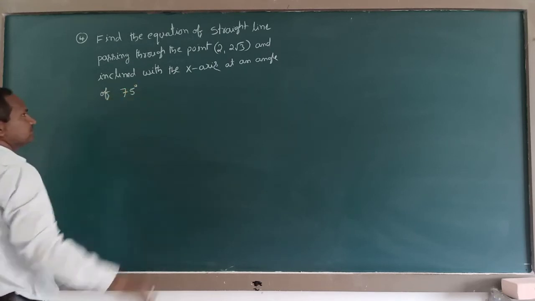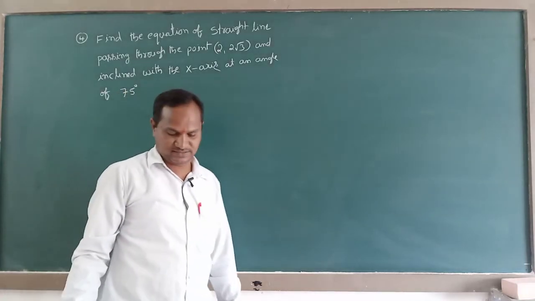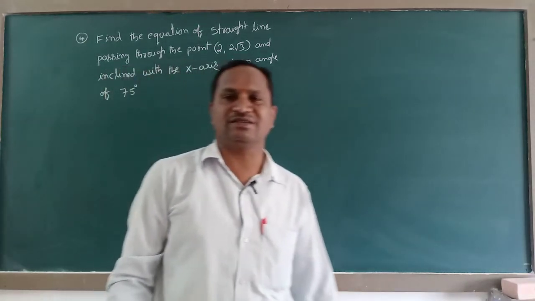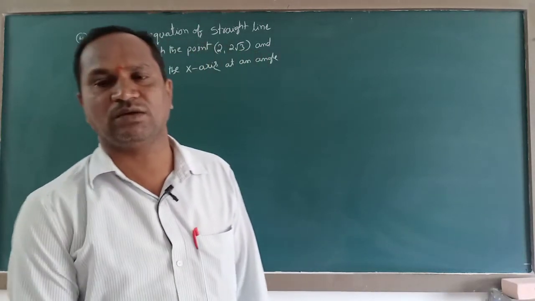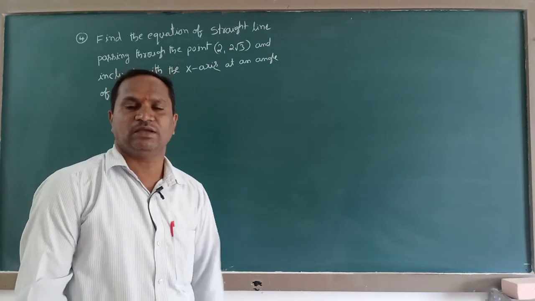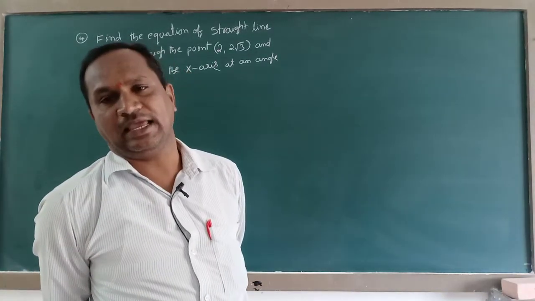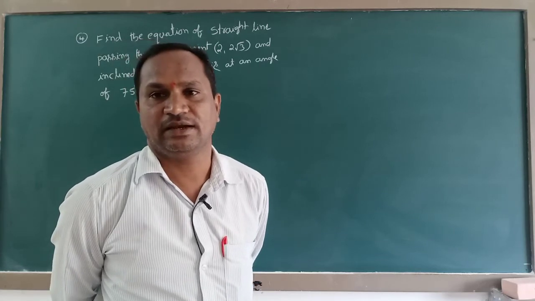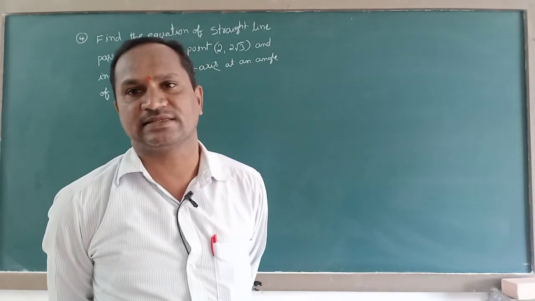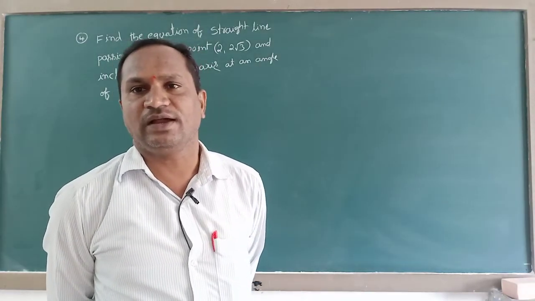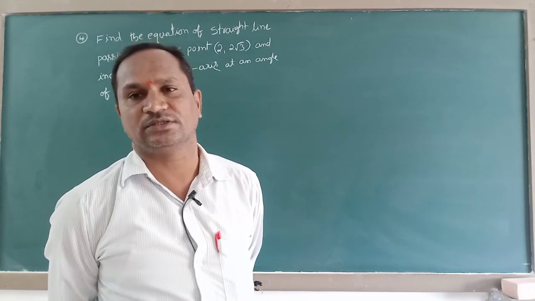Like this, they gave a point. The line must pass through the point they gave here, 2, 2 root 3. At the same time, they also gave the angle made by the line, that the angle is 75 degrees. But they are not giving the slope of the line. We have to find out the slope of the line here.